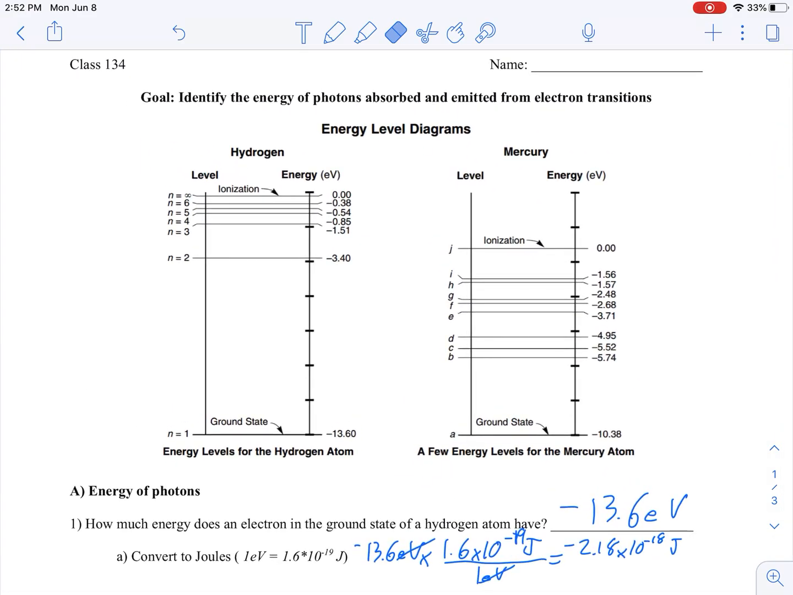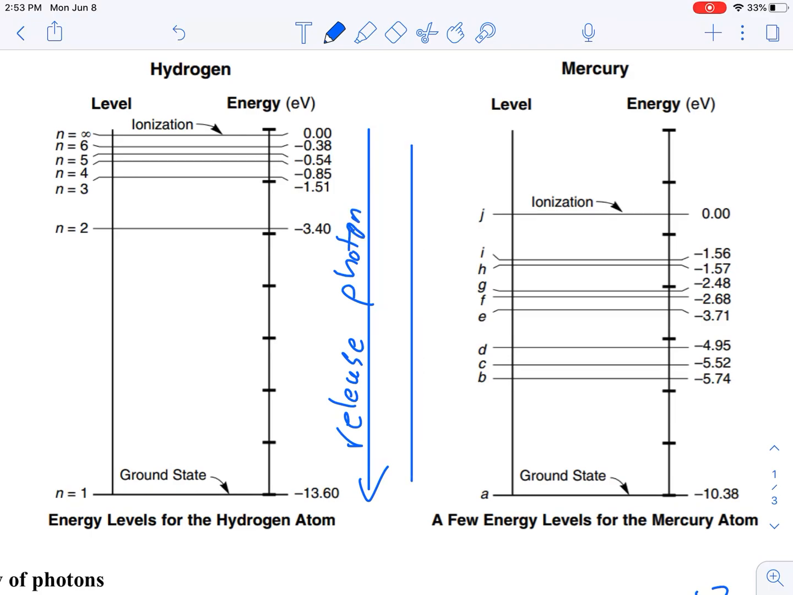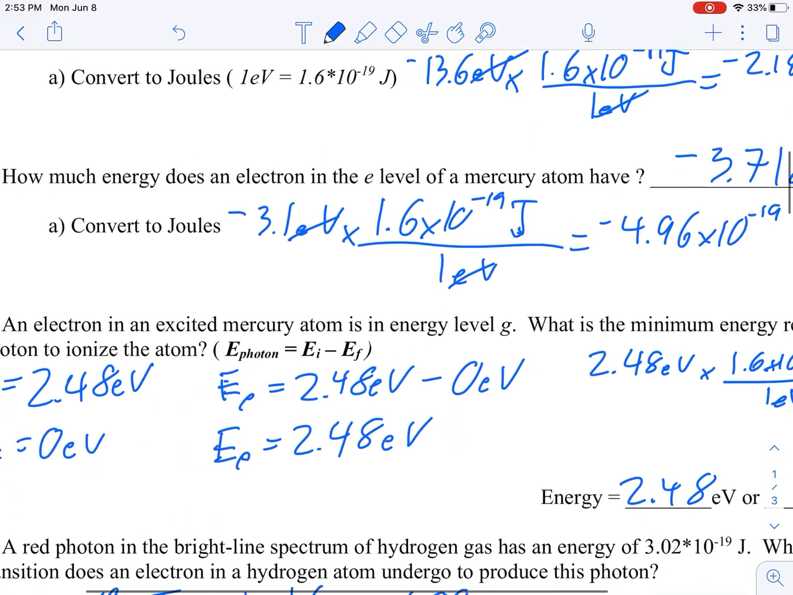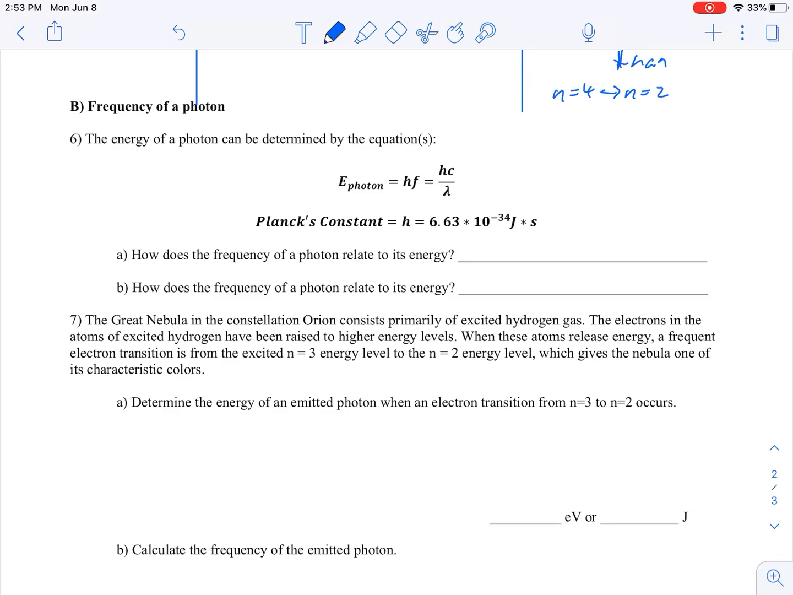So just looking at these pictures, on our ways down, we go from here to here, higher state to lower state, we are going to release a photon. We go from a lower state to a higher state, we're going to absorb a photon. Let's just do a few more examples of stuff like this. We do have to talk about something else, though.